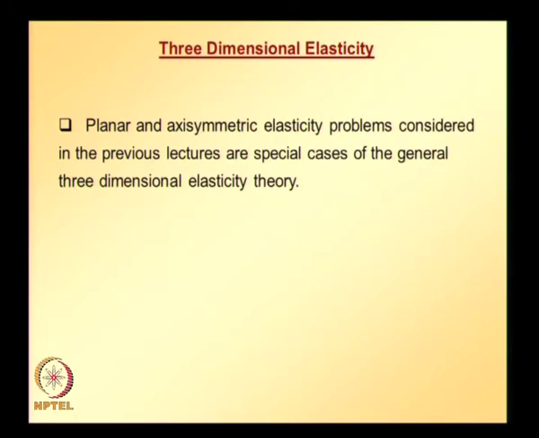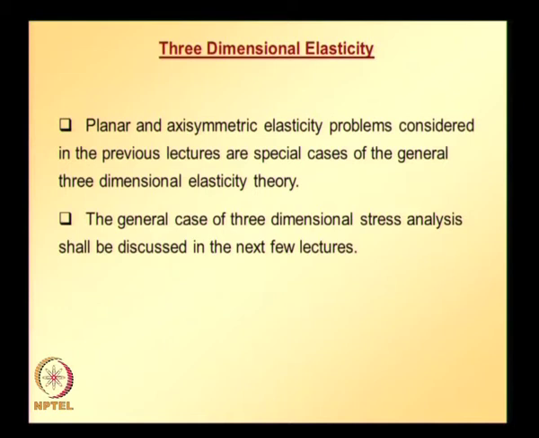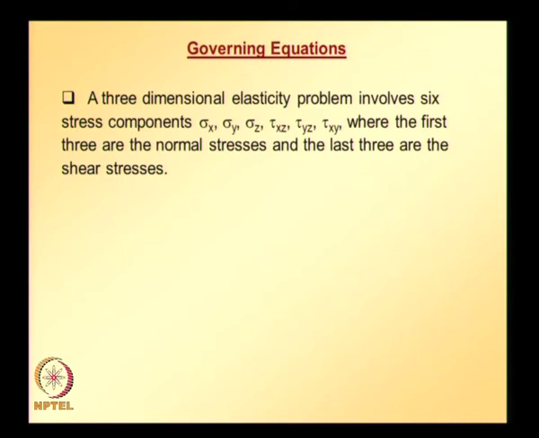Planar and axisymmetric elastic problems considered in the previous lectures are special cases of general 3-dimensional elastic theory. The general case of 3-dimensional stress analysis shall be discussed in the next few lectures. A 3-dimensional elastic problem involves 6 stress components: sigma x, sigma y, sigma z, tau xz, tau yz, tau xy, where the first 3 components, that is sigma x, sigma y, sigma z, are normal stresses, and tau xz, tau yz, tau xy are shear stresses.